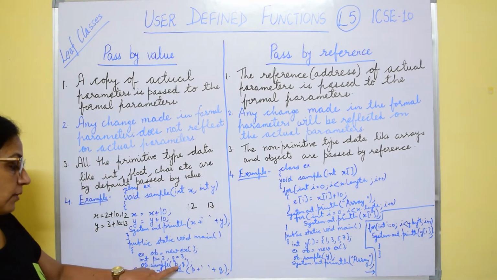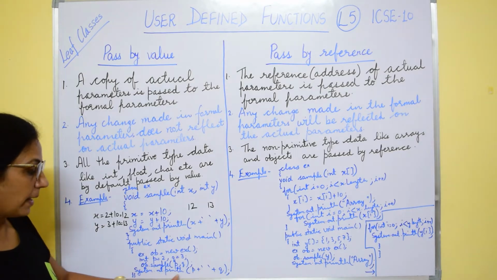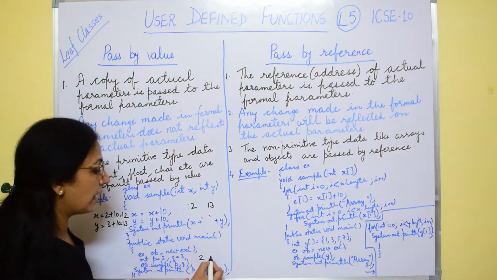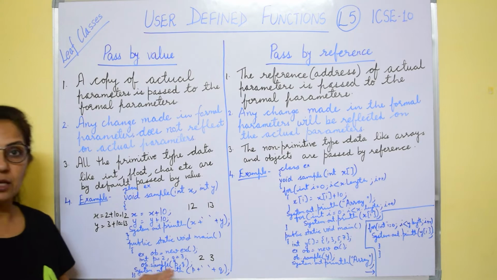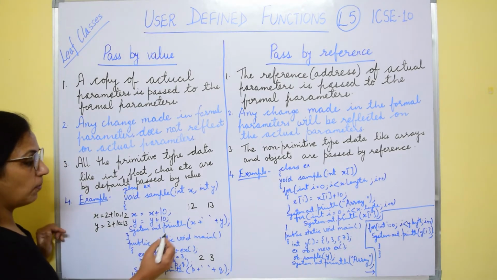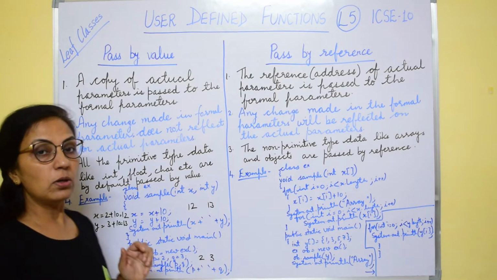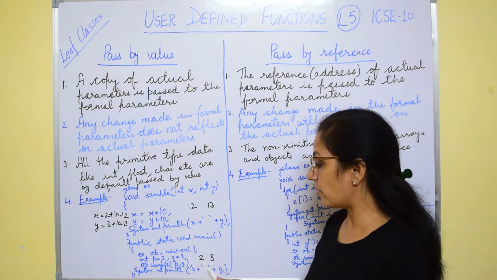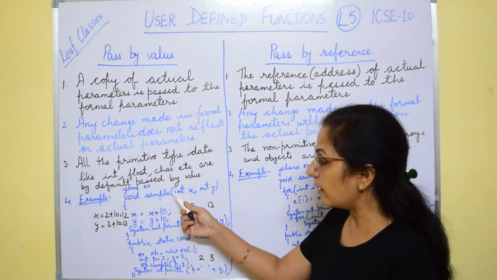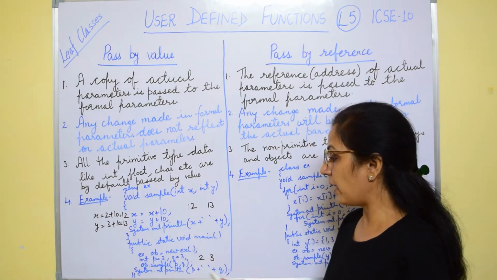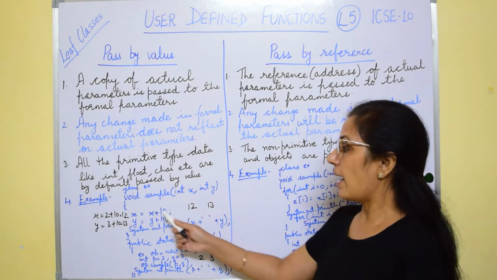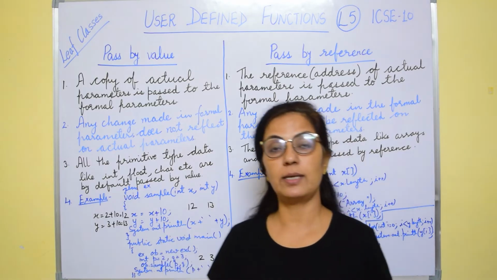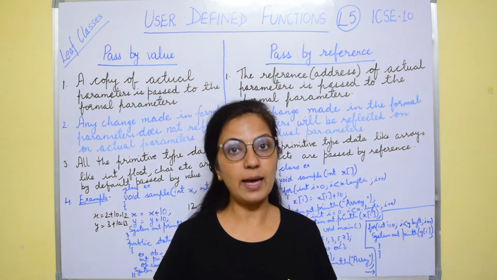And here after calling, we have written one print statement, print p space q. So the value of p is 2 and q is 3. So when you execute this program, you will see that the output is 12, 13 and 2, 3. So there is no change in the actual parameter values even after calling the function, right? The values of p and q remain the same, 2 and 3, and whatever changes are taking place in the formal parameter are within that function itself. It is not reflecting on the actual parameter.